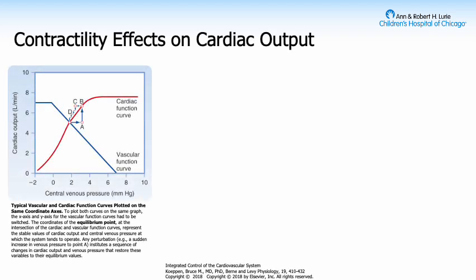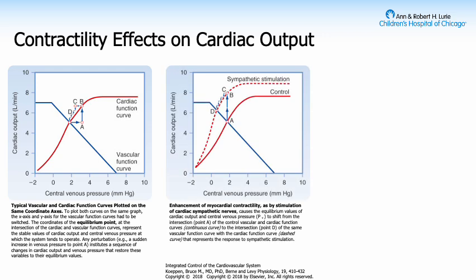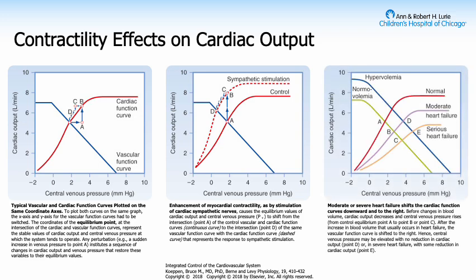Let's move now to the cardiac factors, with the first of those being contractility. Again, we're back to the cardiac function and vascular function curves and their intersection. We see here that with sympathetic stimulation, or an increase in contractility, the equilibrium point shifts from A to D, meaning higher cardiac output for lower central venous pressure, since the heart is able to pump better and to handle that intravascular volume better.